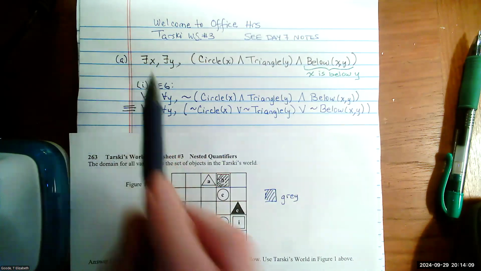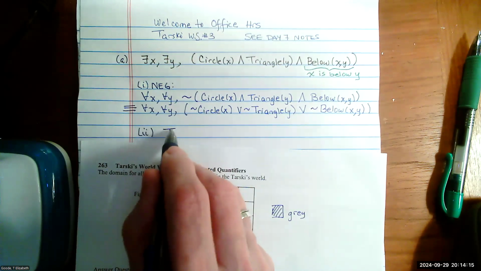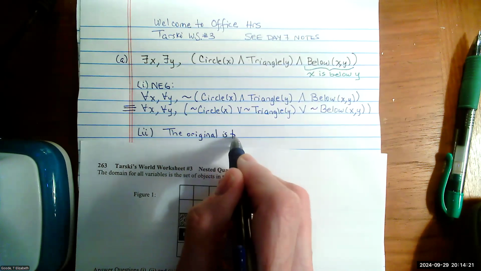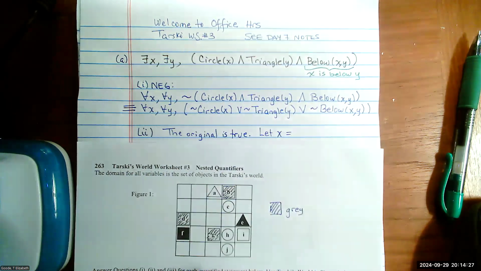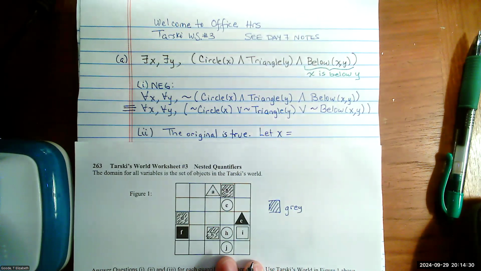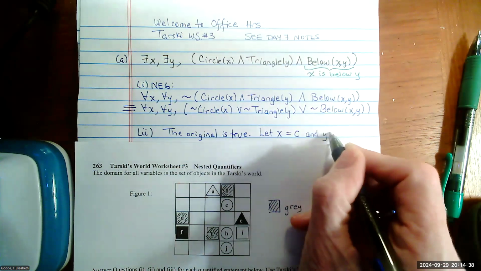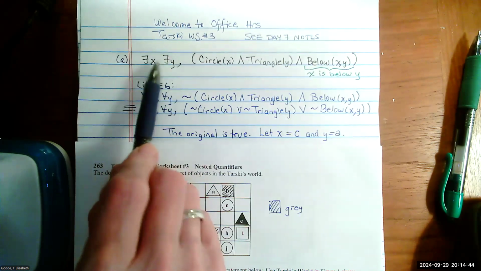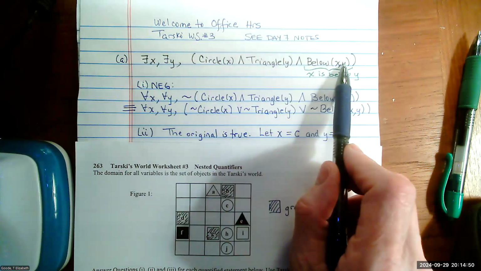But we've already figured out that the original is true. So the original is true because you've already found an X and a Y that work. So how do we get full credit? We say, hey, let X equal, which one did you want to use for X and which one did you want to use for Y? We can just use C and A, to be honest. Okay, let X equal C, good, and Y equal A, that's the first step. So we've picked the X and the Y that exist. So this part's done. Now we need to verify this predicate.